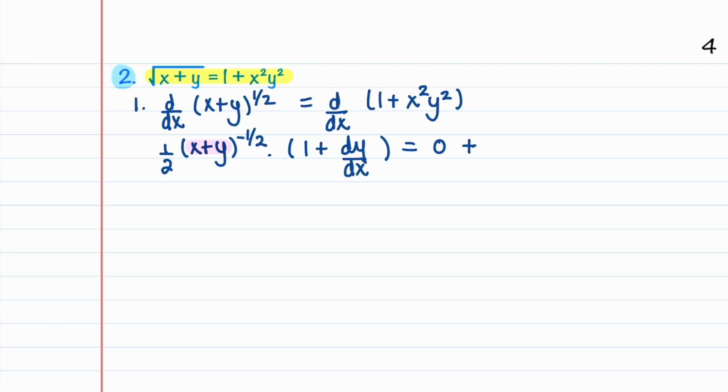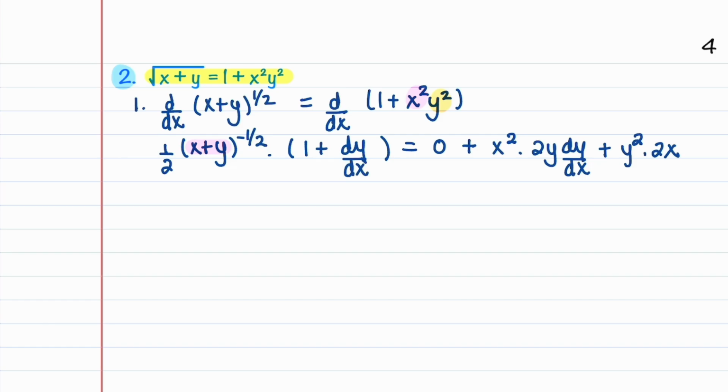And then we have to use the product rule. We have a first function and a second function. So our derivative is going to be the first function x squared times the derivative of y squared, which is 2y dy/dx, plus our y squared times the derivative of x squared, which is just 2x.